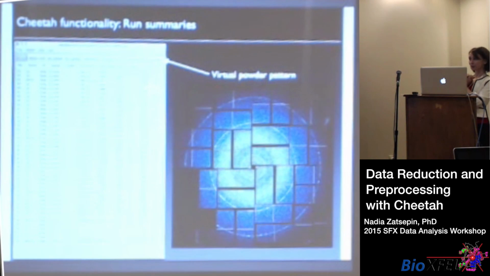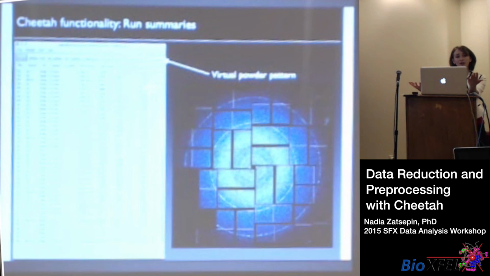Now, part of your Cheetah output is what we call a virtual powder pattern. It literally sums the intensities from all your hits, and it sums intensities from all the patterns, all the frames you have rejected. So the easiest way to keep track of whether your hit finding parameters are too harsh, whether you're missing important data in your data stream, is to check the virtual powder pattern of the rejected patterns.